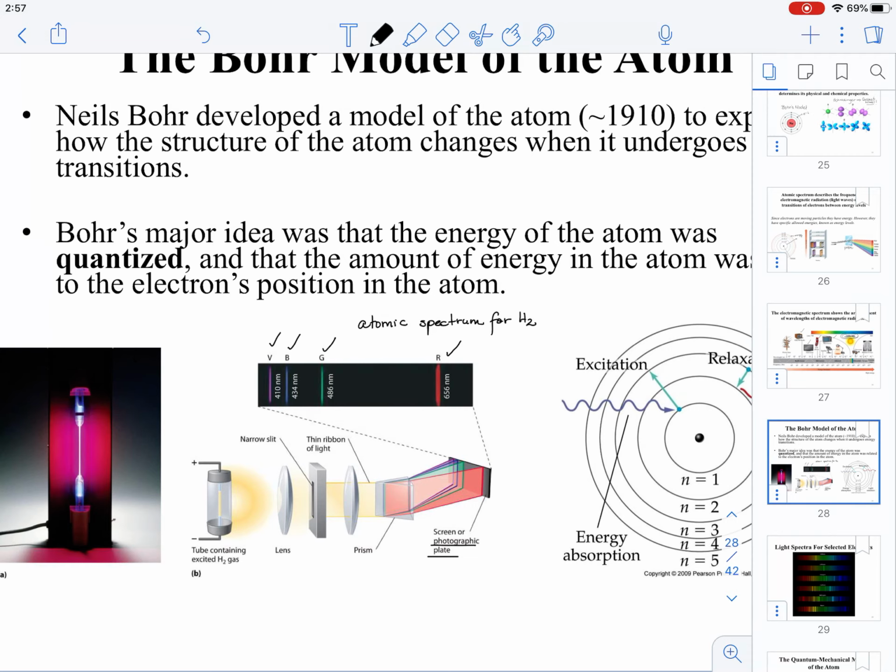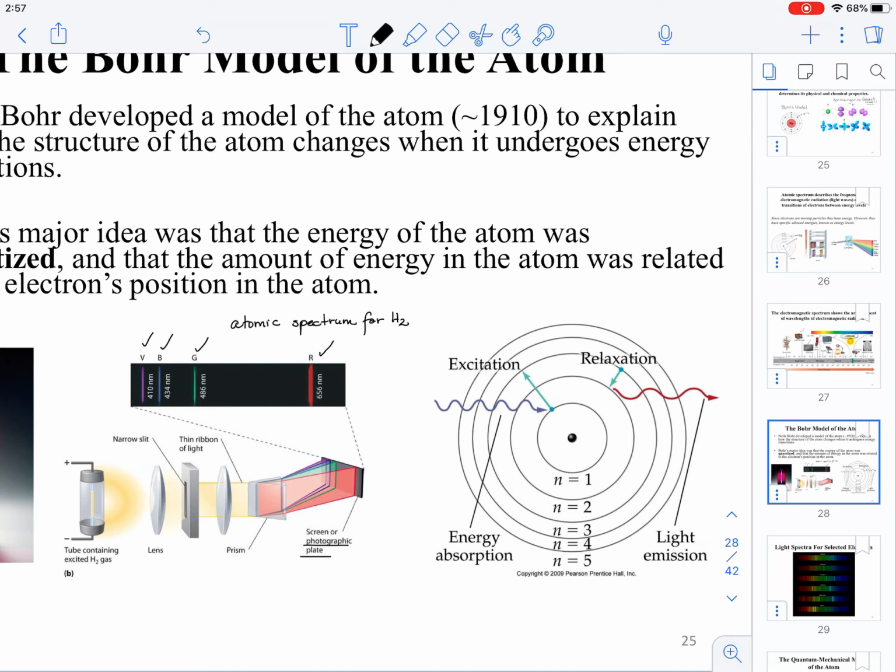Okay? So the idea that he put forward is that the electrons, and let's just say that the electron lives right here, okay, was going to absorb energy, and it was undergoing excitation. And excitation means that it's going to move from a lower energy level to a higher energy level after it absorbed some energy.